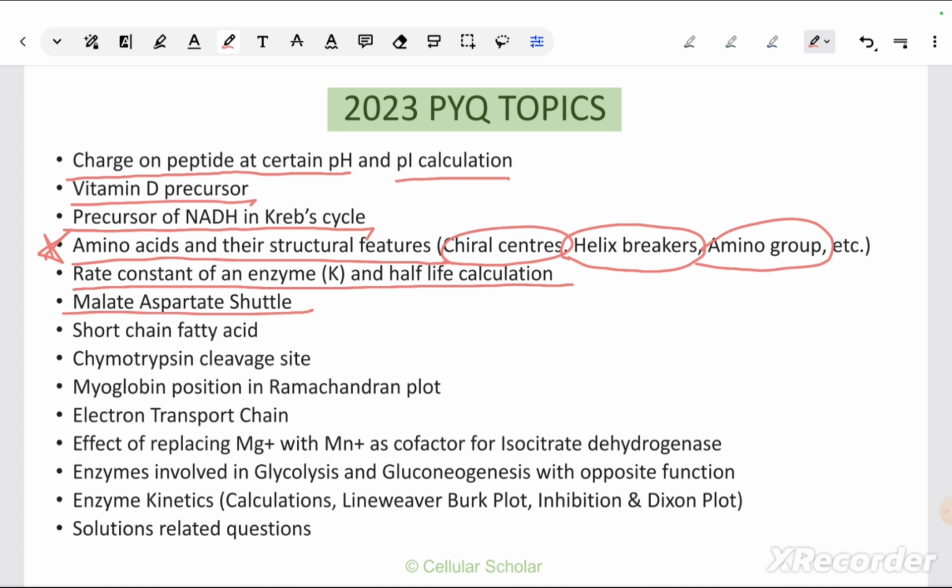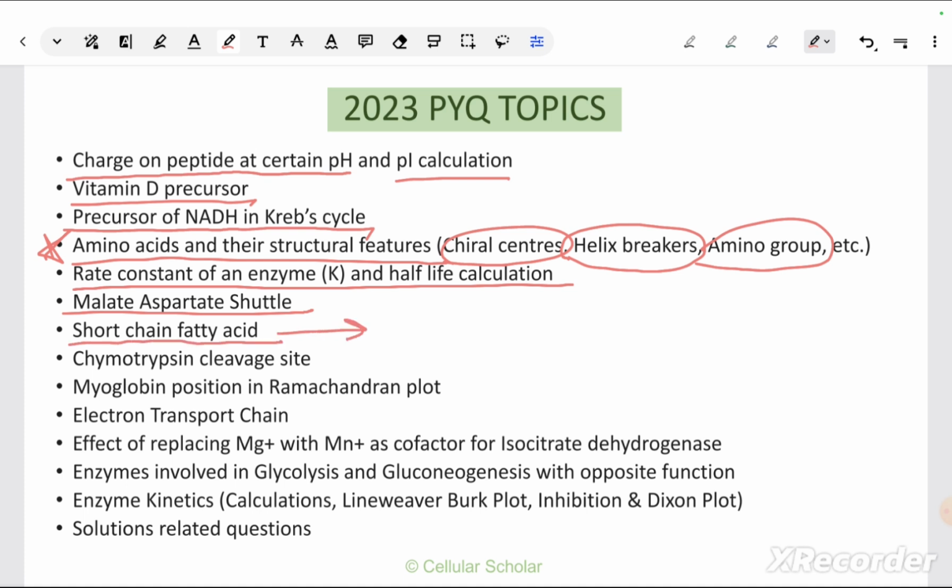So you should know about the components of every process that you're studying, be it glycolysis, Krebs cycle, shuttles, or the electron transport chain. You should know the names of all the complexes and everything, even the sequence in which these things work. You have to study biochemistry really well because a lot of questions can be made from that area. They asked about short chain fatty acids.